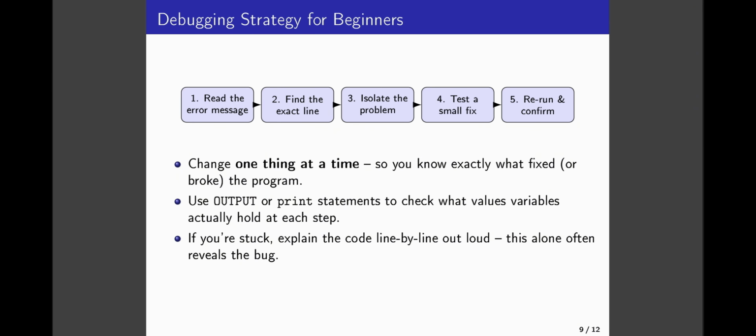A few extra tips that make a huge difference: change one thing at a time, so you actually know what fixed or broke the program. Use output or print statements to check what values variables actually hold at each step. And if you are truly stuck, try explaining the code line by line out loud. This alone often reveals the bug because you catch yourself saying something that doesn't actually make sense.